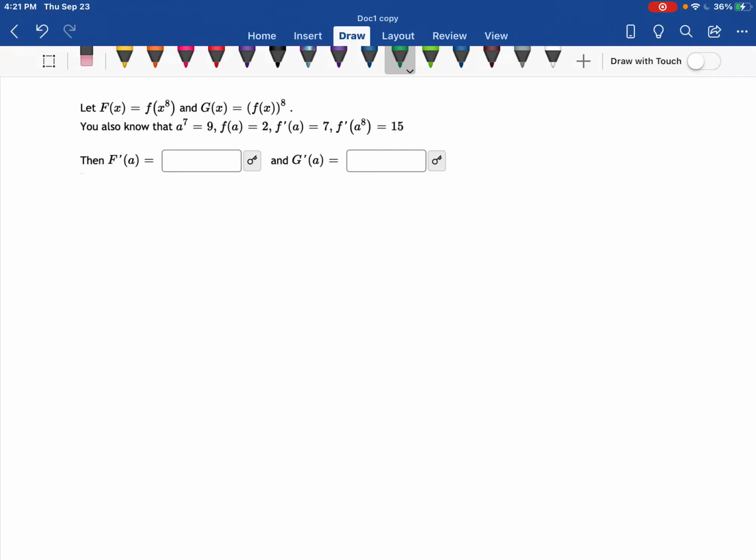In this example, we're going to practice using the chain rule. We are given some functions defined here as big F of x is equal to little f with x to the 8th plugged in, so it's like a composition function. And then we have capital G of x is equal to f of x, the whole function, raised to the 8th power. So as you can see, we have some inner functions here that we're dealing with. So when we take the derivative, we're going to have to use the chain rule.